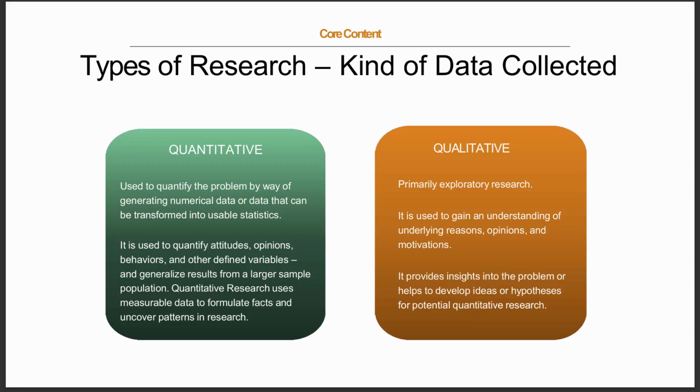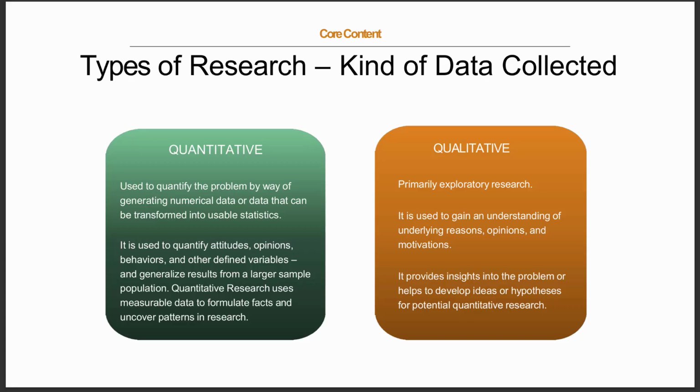So we want to know how many or how much in numbers. It is used to quantify attitudes, opinions, and behaviors and other variables, but with larger samples, like how many people like this, how many people are not happy about this, how many people put something in the checkout cart and didn't check out. So quantitative research uses measurable data to formulate facts and uncover those patterns in the research.